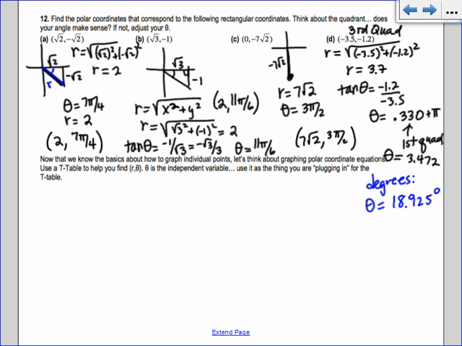And you'd be like, that's the wrong quadrant. So I'm going to add 180 degrees to put it in the third quadrant. So when you do that, you have 198.925 degrees. Okay, so you could do that as well.